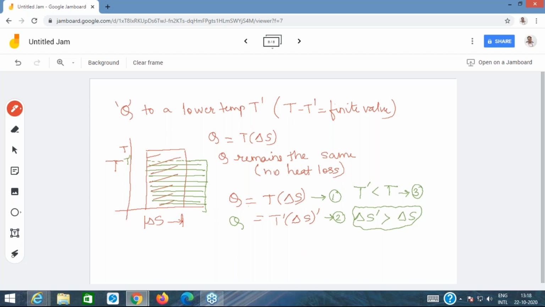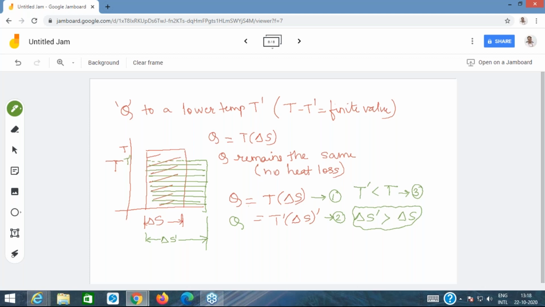This is delta S, and let me show you delta S dash. So this could be delta S dash. Now this is about heat. Now what happens to the exergy?